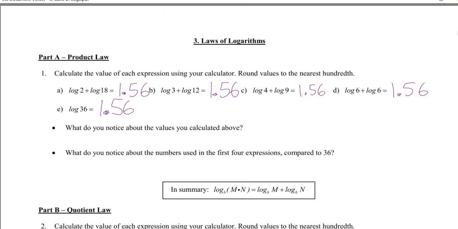so what do you notice about all these values? They're all the same. How do the numbers in the first 4 expressions compare to 36?